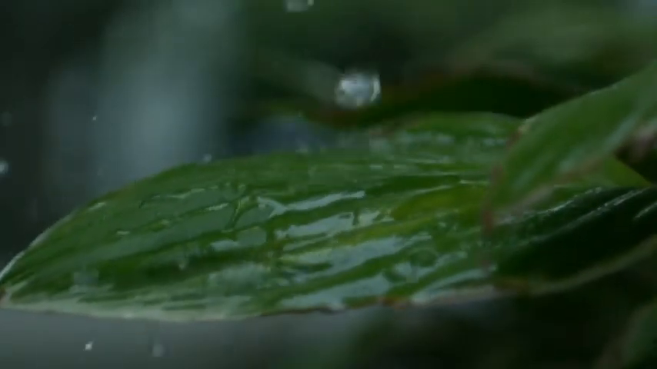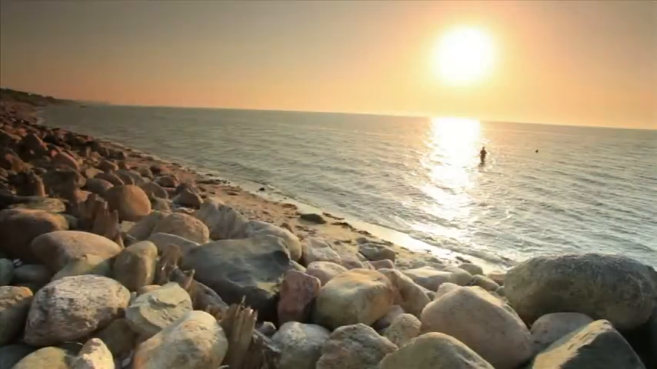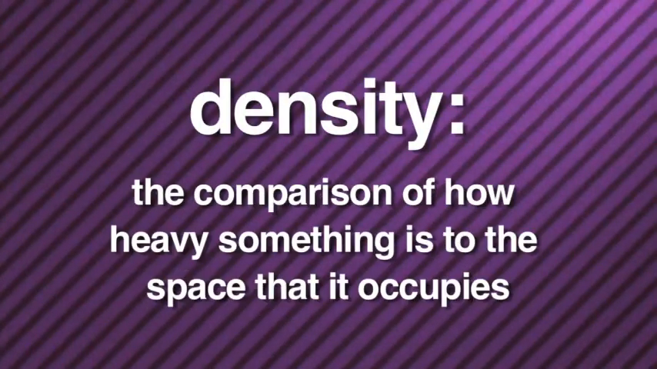There are 3 different things that are needed to make weather. They are air, water, and heat. To understand how weather works, we need to talk about wind, currents, and air density. Density is the comparison of how heavy something is to the space that it occupies.